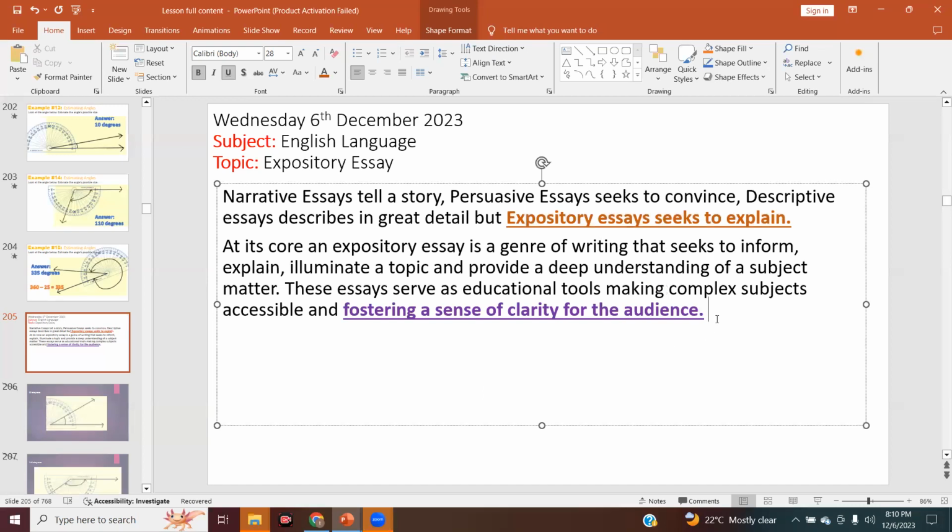Now, what do we mean by clarity? What does clarity mean? So let's look at key characteristics of expository essays. So, what do we mean by clarity? Anyone? What is meant by clarity? Can y'all hear me? I don't know if they can hear me. Yes, sir. Okay, good. So, what do we mean by clarity?